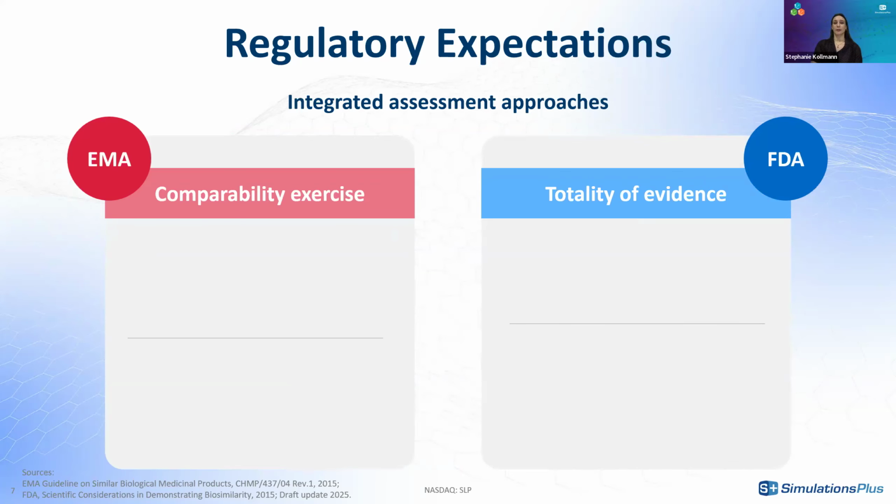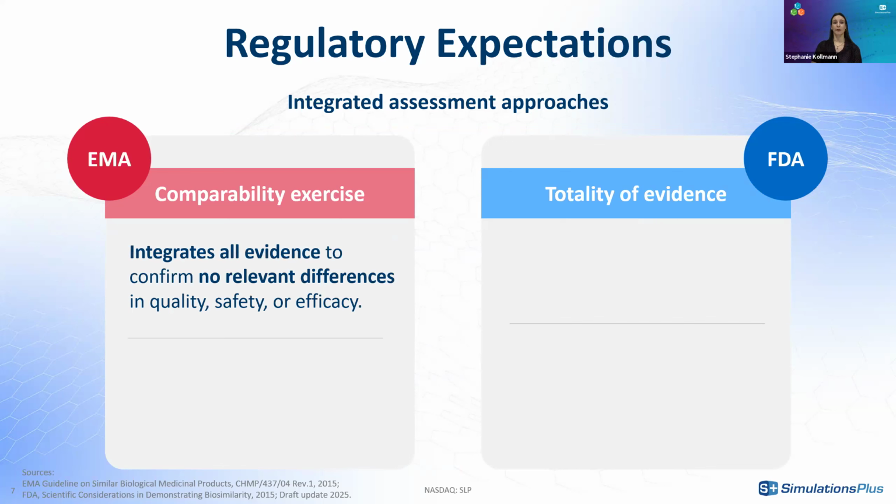So once all these data layers are generated, regulators don't review them separately. EMA and FDA perform an integrated assessment, weighting the totality of evidence to decide whether the biosimilar and reference are truly comparable in overall performance.